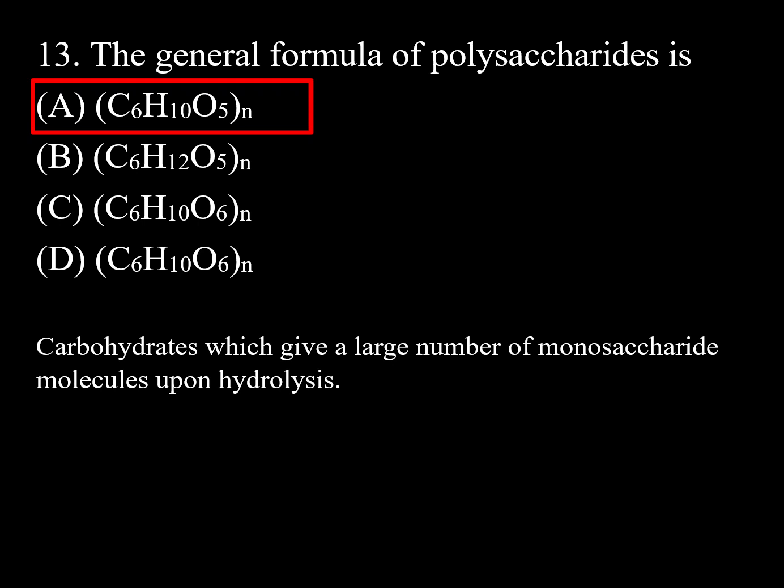For example, starch is a polysaccharide and the number of monosaccharide units may vary from 100 to 200. And similarly, cellulose is also a polysaccharide. The N may vary from 1000 to 3000.